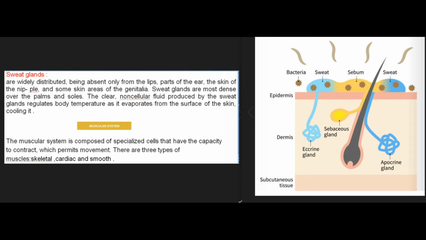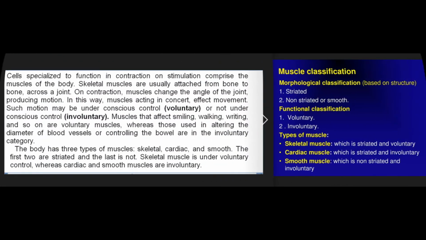The muscular system is composed of specialized cells that have the capacity to contract, which permits movement. There are three types of muscles: skeletal, cardiac, and smooth. Cells specialized to function in contraction on stimulation comprise the muscles of the body.